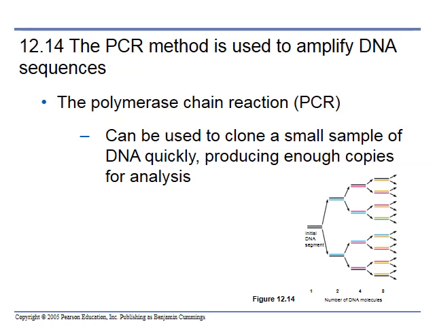All right, the PCR method is used to amplify DNA. It's called polymerase chain reaction, and it can be used to clone a small sample of DNA quickly, producing enough copies for analysis. So if you're at your crime scene and there's one tiny drop of blood or a splatter, and you don't get enough DNA to do your analysis, you can do this PCR, and that will give you enough DNA that you can run your gel electrophoresis and all the other things we do with DNA. It's a very simple idea of just taking your polymerase and having it clone DNA.